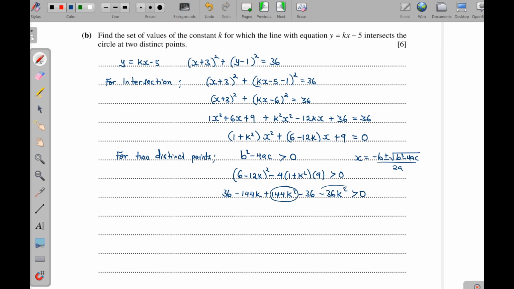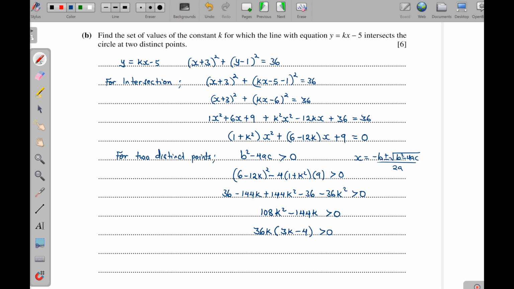144 k squared minus 36 k squared, that one will give us 108 k squared. Then this is a minus 36, and then this one, they will go, and then we remain with this one here, minus 144 k. This is greater than 0. Now we can see a 36 going into 108 and also 144. So I can put out the k here because it is also common in here, okay? Then this one will be 3k, and then this one will be a 4 here, greater than 0.